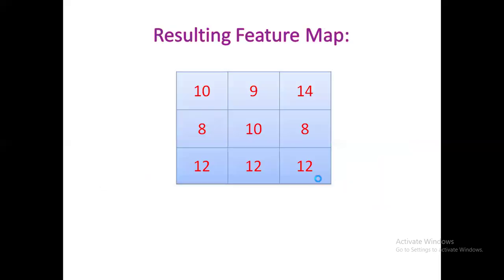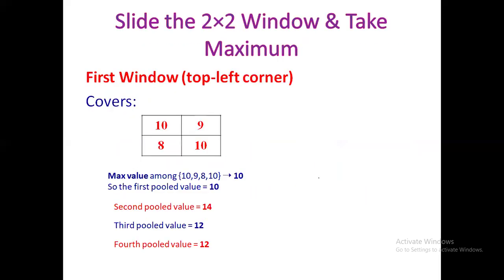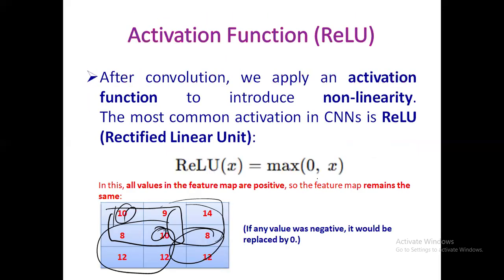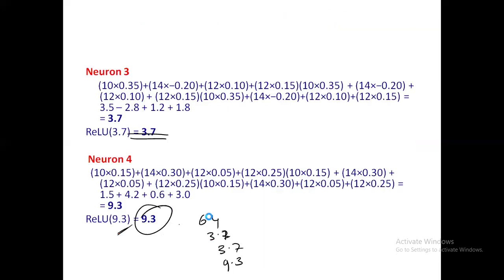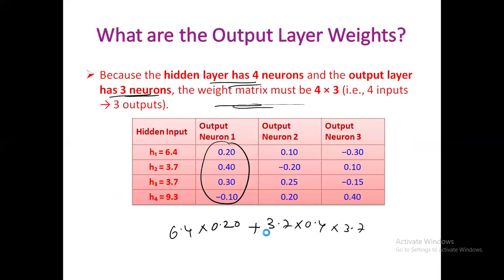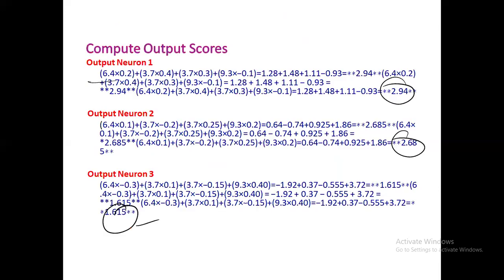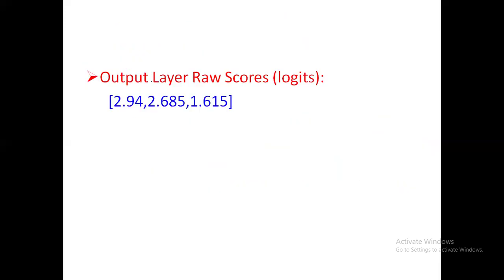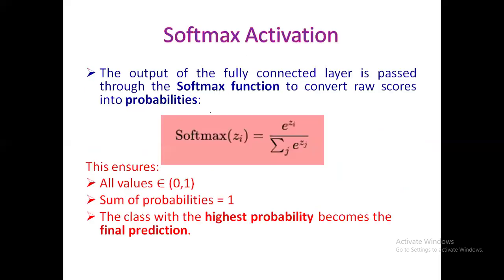Here I have used the softmax output function. So in this case, we found out the values 2.94, 2.68 and 1.615. This is the output layer raw scores, logits, and then we have to apply softmax. The output of the fully connected layer is passed through the softmax function to convert the raw scores into probabilities. This is the formula: e power zi divided by summation of e power zi. So this value is between 0 and 1, the probability.